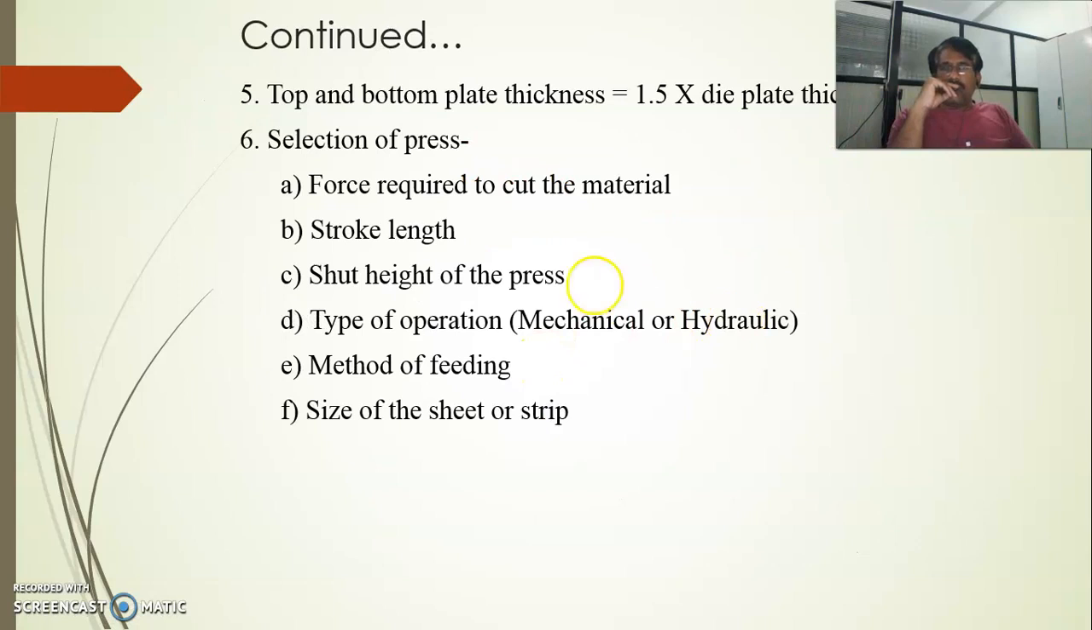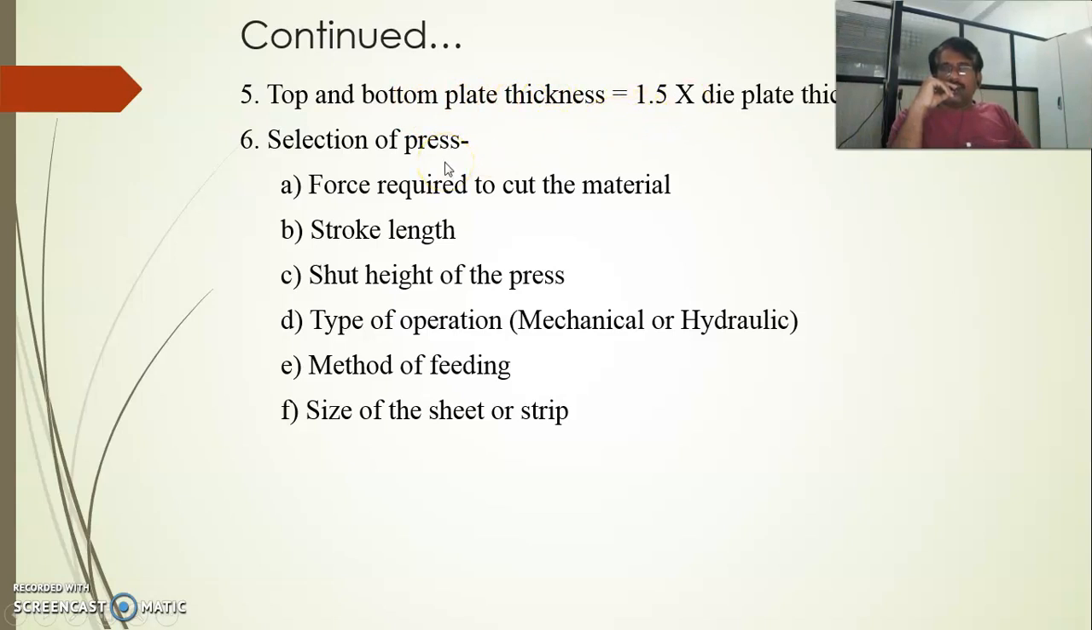In continuation with this, another calculation we require is the top and the bottom plate thickness, which will be by thumb rule again 1.5 times the die plate thickness. So die plate thickness, that is your TD, and 1.5 times the die plate thickness becomes your top and bottom plate thicknesses. So these are again the two plates whose thicknesses we require to calculate.